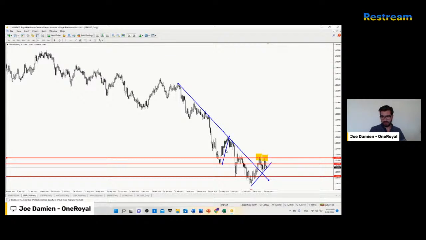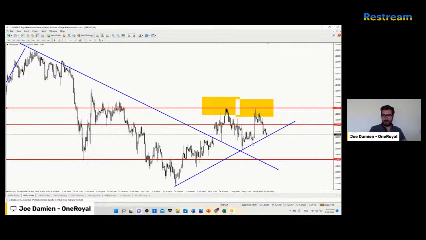Also, this correction, the previous one, is equal to the latest one. You can see it has the same length. This is the indication that this correction has ended and it will move to the downside. The next target for the GBP USD is 1.19.